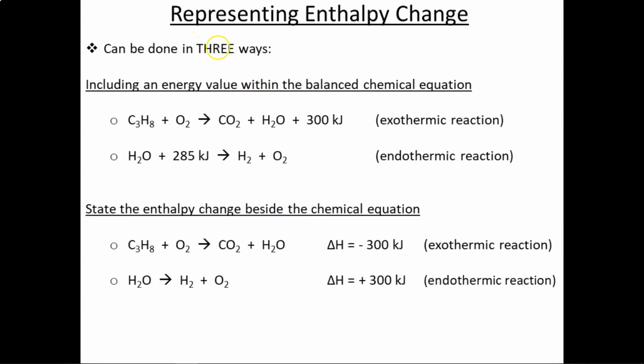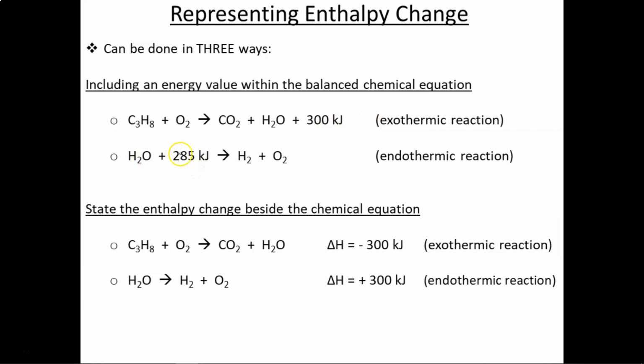In general, there are 3 different ways for us to represent enthalpy changes. The first 2 are using equations, and the third is with a diagram. In this first method over here, we write the energy values in the actual chemical equation itself. So on this side, the energy is written on the product side, so that means energy is being produced. If energy is being produced, it's being lost by the system, so it's going to be an exothermic reaction. So it gives off energy. It should have a negative delta H value.